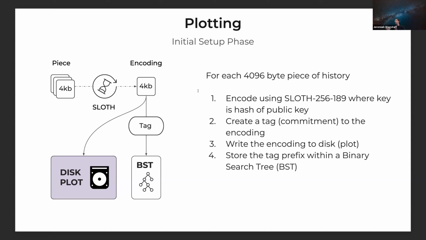So once we have the encoding, we're going to create a commitment to the encoding. We call that the tag. You can just think of hashing it right now. And we're going to write the encoding to disk. That's the plot. And then we're going to write the tag to a binary search tree. So this is like a lookup table, which allows us to do very efficient, very fast queries to the BST. Right now, the BST is like 1% the size of the plot itself. Okay, so this is the plotting phase.